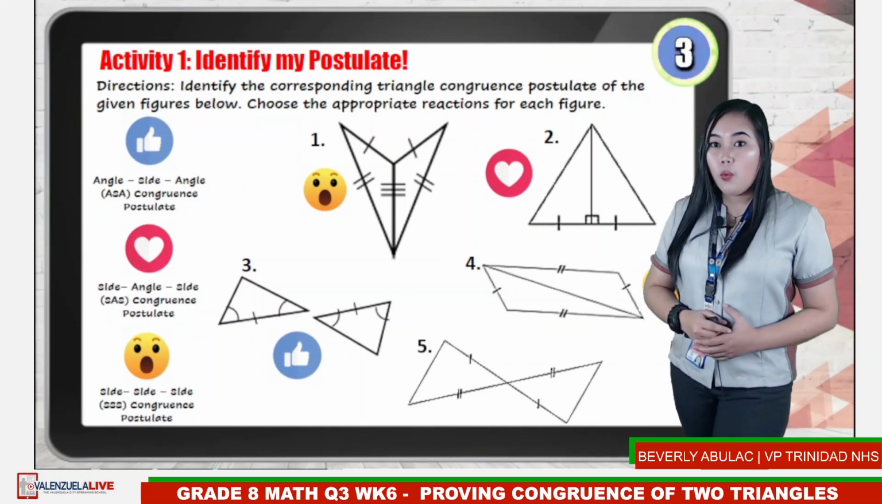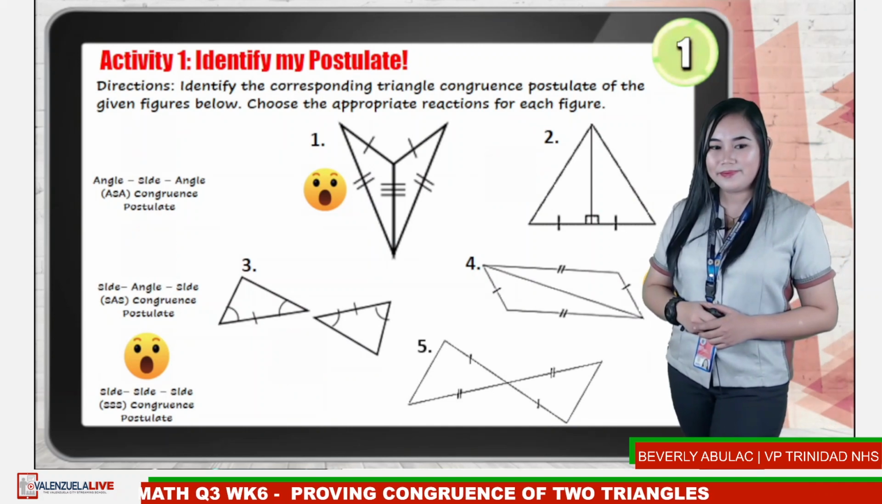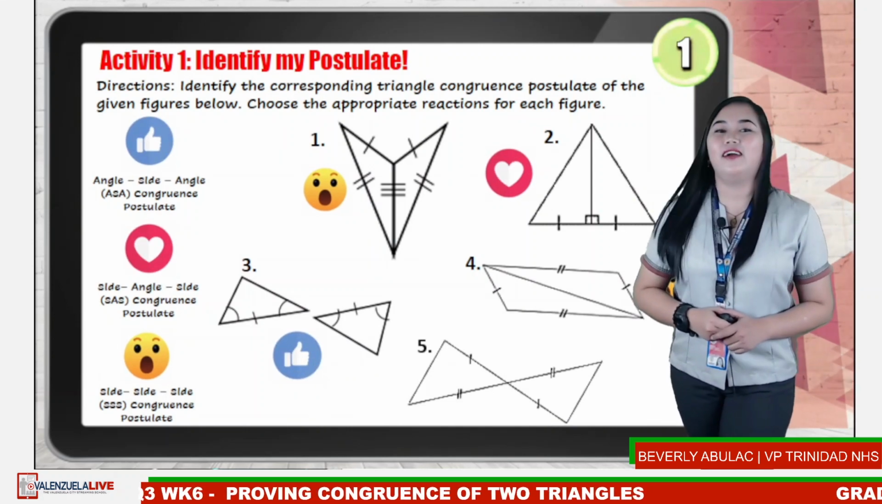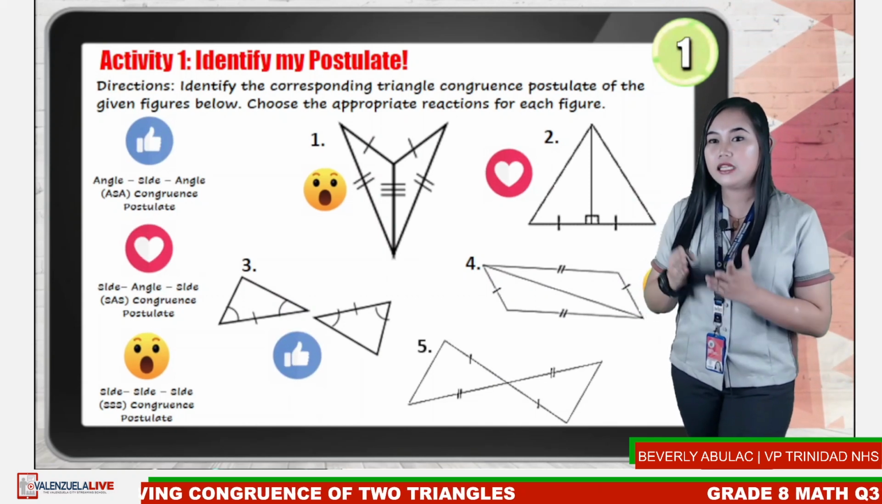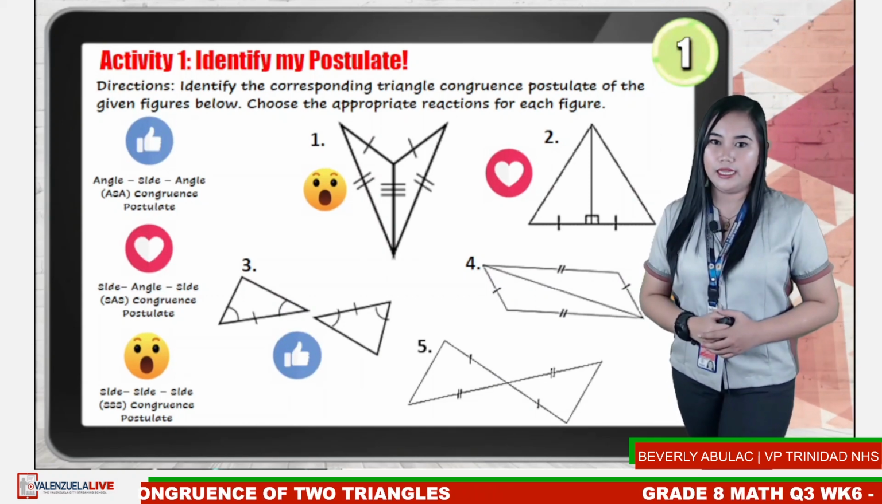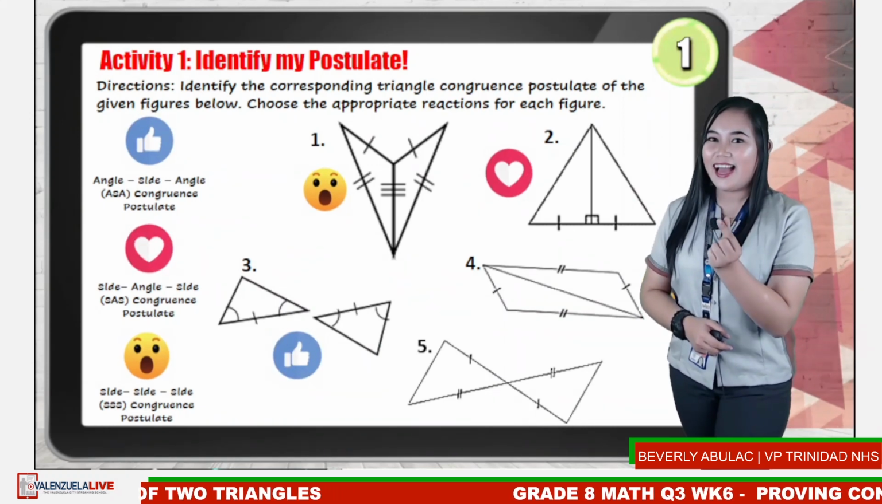Number 5. What do you think is the correct answer? Alright, the answer is side, angle, side congruence postulate. So therefore, you should be able to press the heart react button.